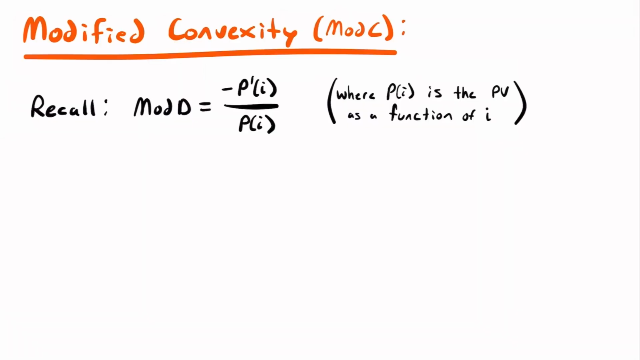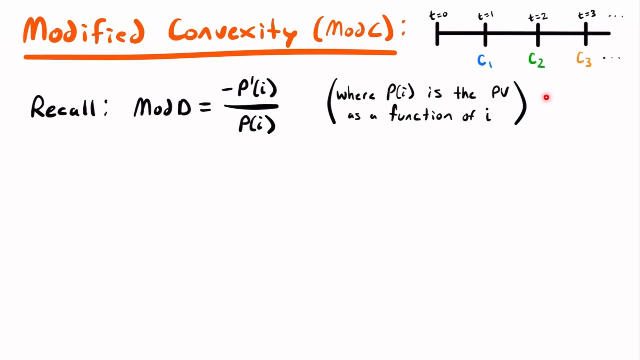All right, now in order to calculate the modified convexity, or the ModC, we first need to revisit the modified duration, just like we had to revisit the Macaulay duration to talk about how to calculate the Macaulay convexity. All right, so recall that the modified duration is equal to the negative derivative of the present value function divided by the present value function, right? Remember that P of i is the present value as a function of i, the interest rate. It's a function that represents how the present value would change with respect to the interest rate.